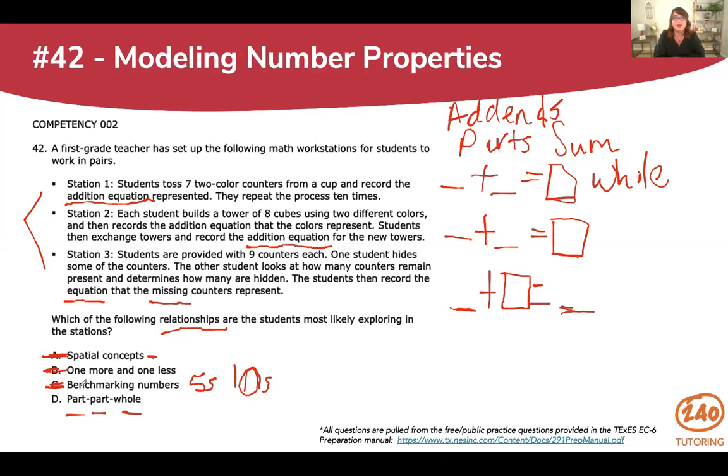So hopefully, if nothing else, you can realize equation, part, whole. That sounds like an equation. D. So that's the correct answer there.